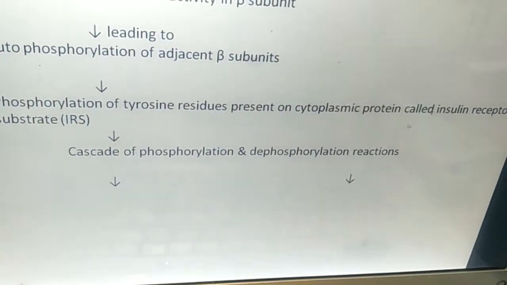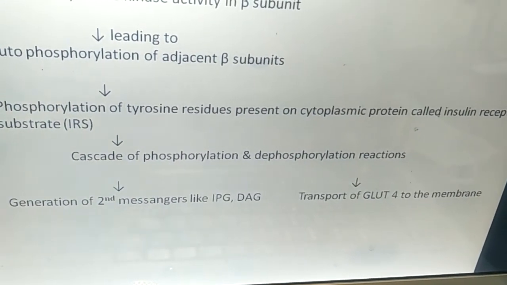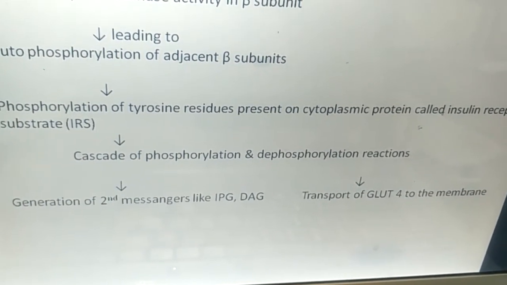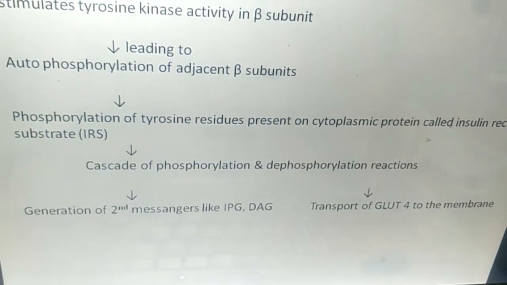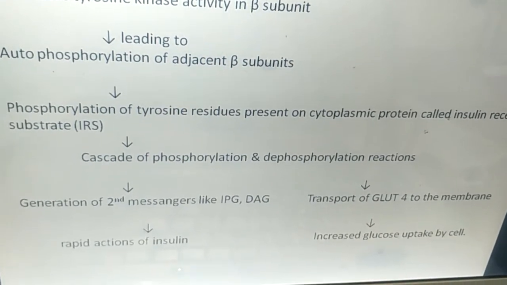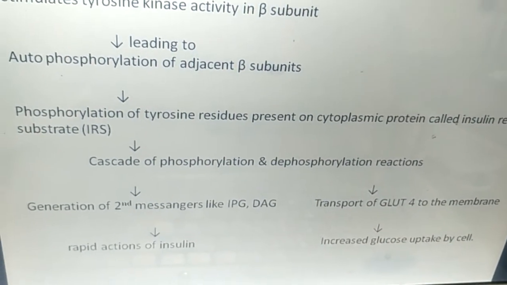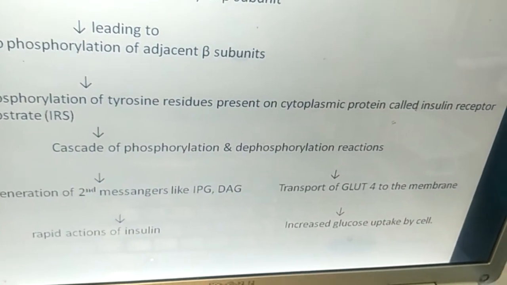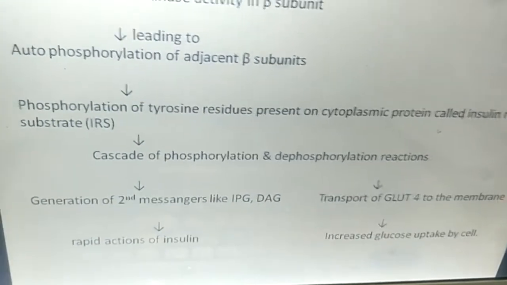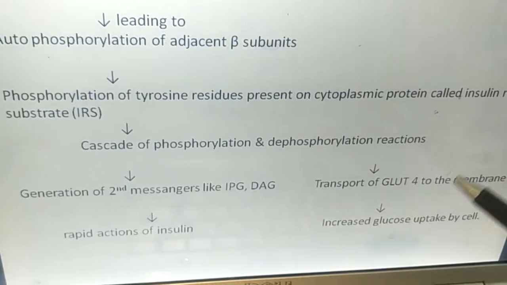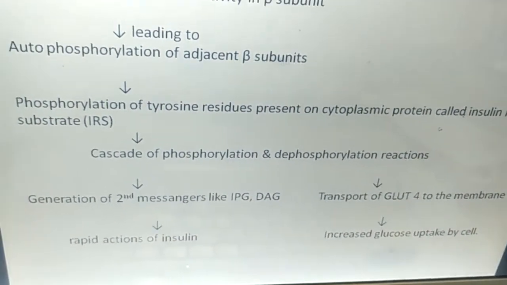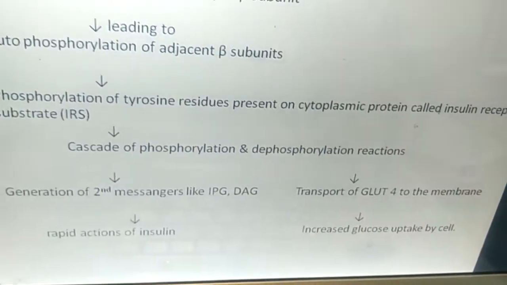There occurs a cascade of reactions which lead to generation of second messengers IP3 and DAG, and the second action is that GLUT4, glucose transporter 4, is shifted to the membrane from inside the cell. Rapid actions occur through second messengers, and transport of GLUT4 causes increased uptake of glucose. Here, increased glucose uptake as the GLUT4 has moved to the membrane, and these second messengers cause rapid actions of insulin or metabolic effects, major metabolic effects.